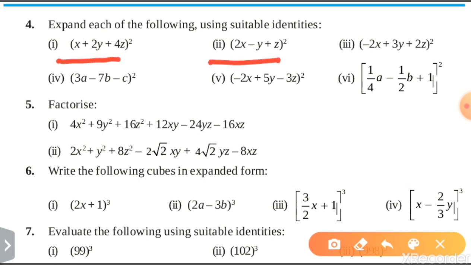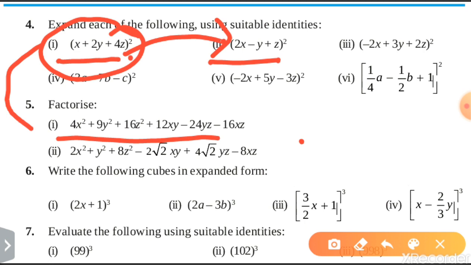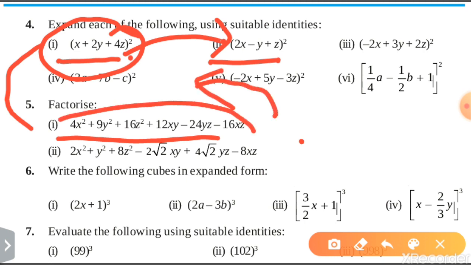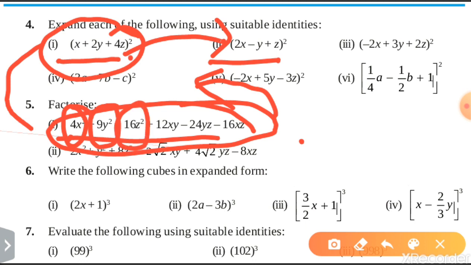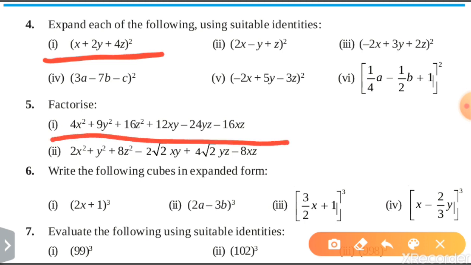But one thing I just want to say to you, that if you see questions number 4 and 5, these are just opposite to each other. In question number 4, you have to expand the formula, and in question number 5, you have to close the formula. Means it is the question in open form: x square, y square, z square, in the form of 2xy, 2yz, and 2zx. Means in question number 4, you have to expand the formula, and in question number 5, you have to close the formula. These questions are just opposite to each other.